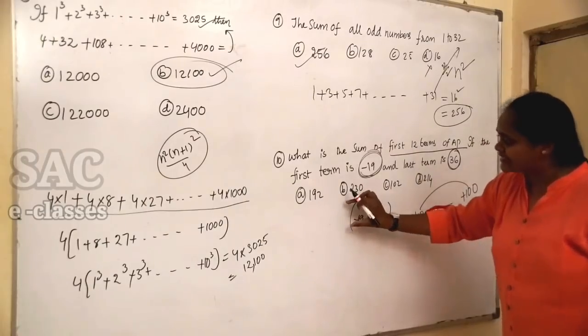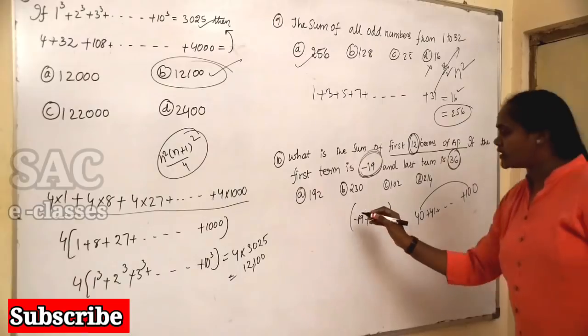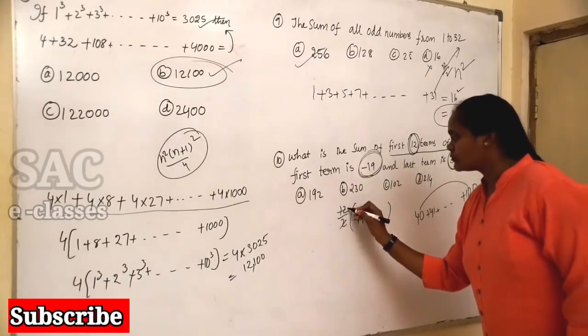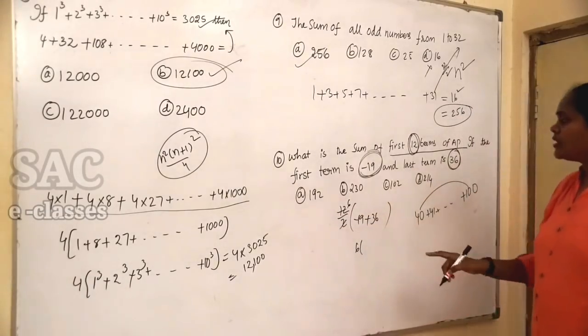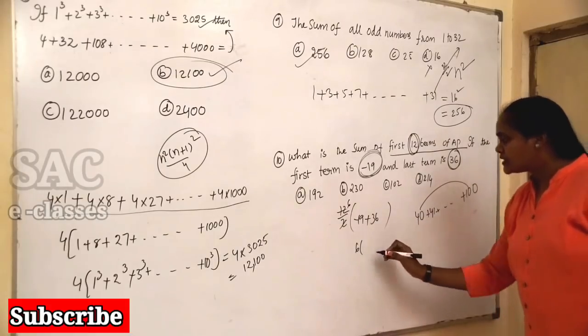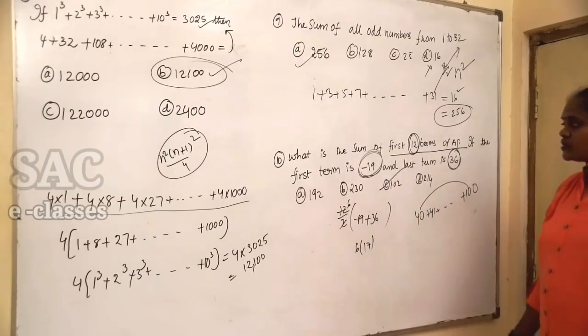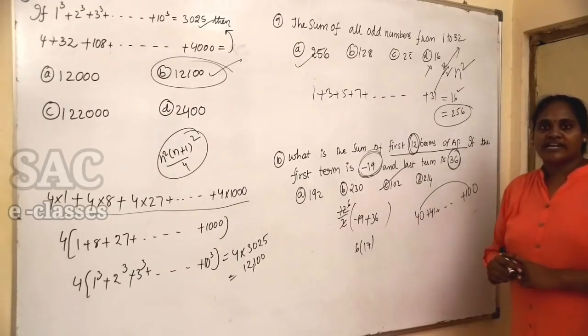Into, I said that half of the number of terms. How many terms are there? 12. So, 12 by 2, so 6 into minus 19 plus 36 will give you 17. 6 17s are 102. This is the correct option.